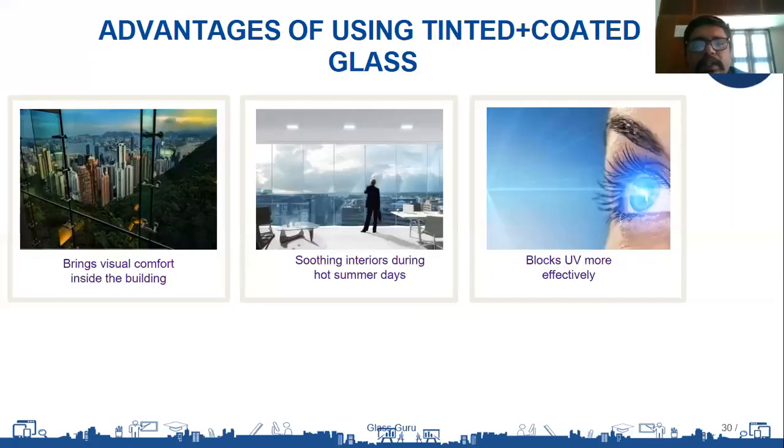Coatings done on tinted glass also come with some additional benefit. It also has a low UV transmission. This UV transmission is important when you have fabric colors near the window, because they start fading. When the UV transmission is lower, that fading gets reduced.